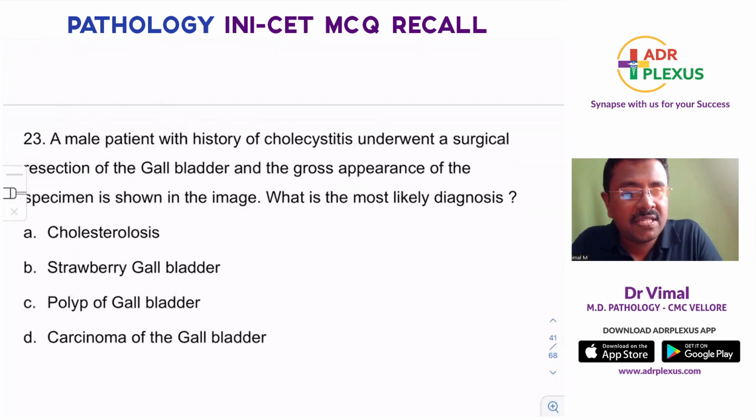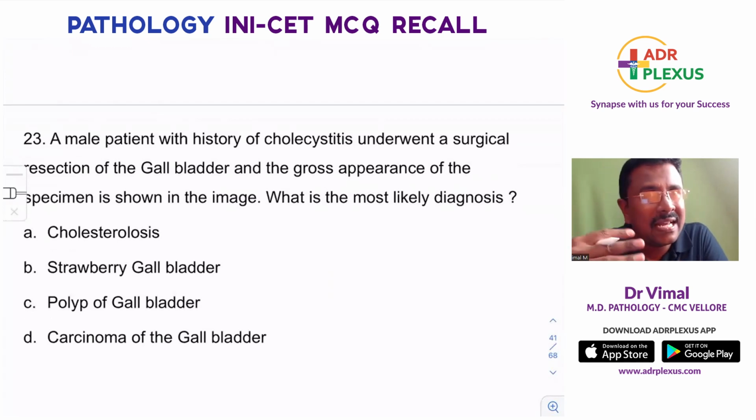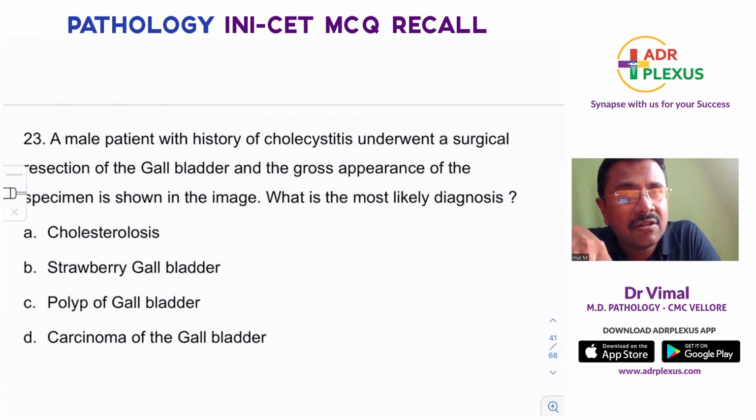This is an image-based question, and the history is very non-specific: a male patient with a history of cholecystitis, that is inflammation of the gallbladder, underwent a surgical resection of the gallbladder. The gross appearance is shown in the picture, and the most likely diagnosis was asked. Many students were not able to tell whether it was a single mass or multiple masses.